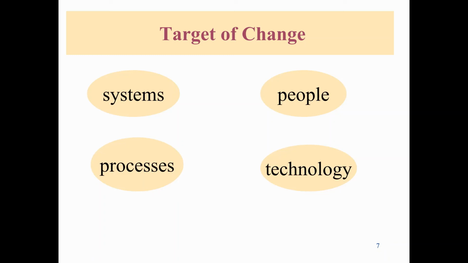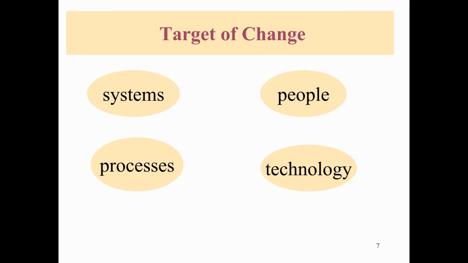So for example, an organization is a set of systems, an organization is a set of processes, people or employees work in that organization, and somehow the organization is supported by some kind of technology. And again, technology doesn't mean just IT. Technology means the work design in itself as well, that is, how the work is being designed in that organization.